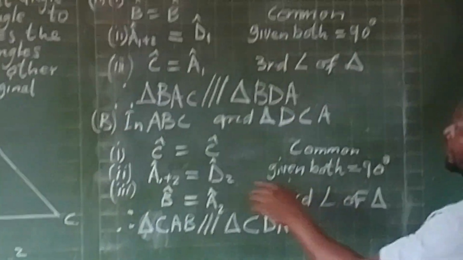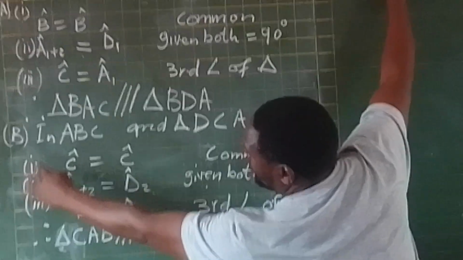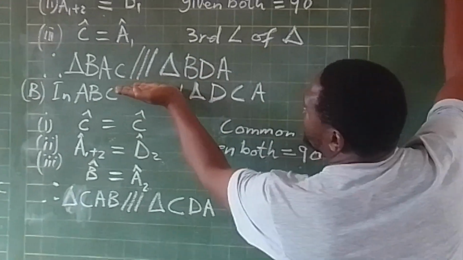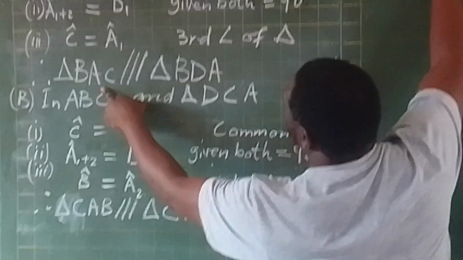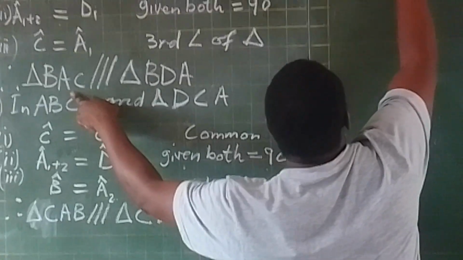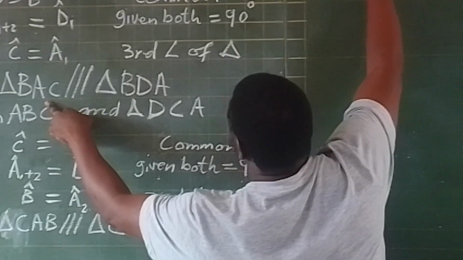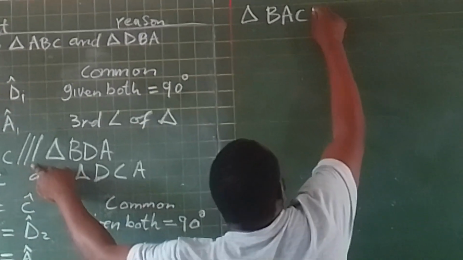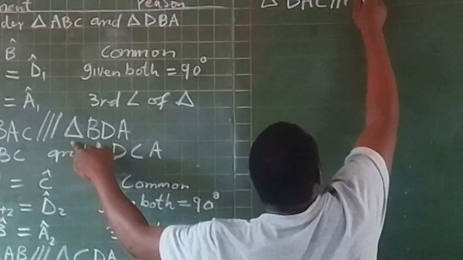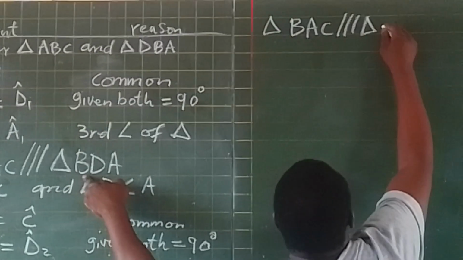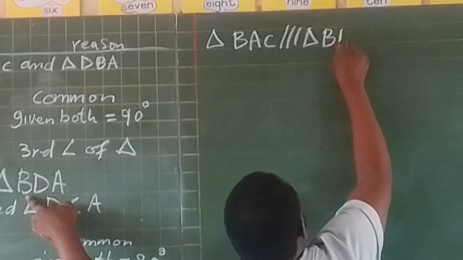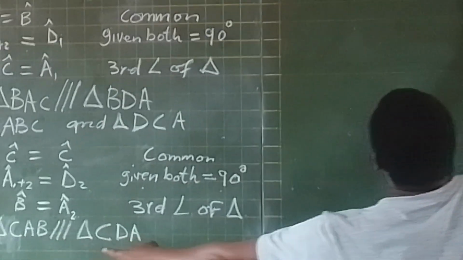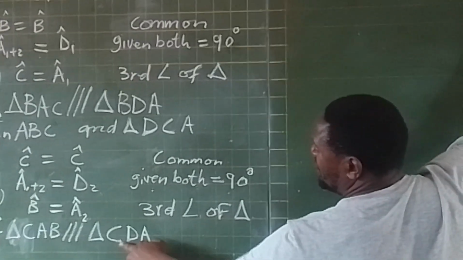Right, from here you combine this statement with that statement. The first similarity is this one, the second similarity is this one. You take this one: triangle BAC is similar to triangle BDA, which is similar to triangle CDA.